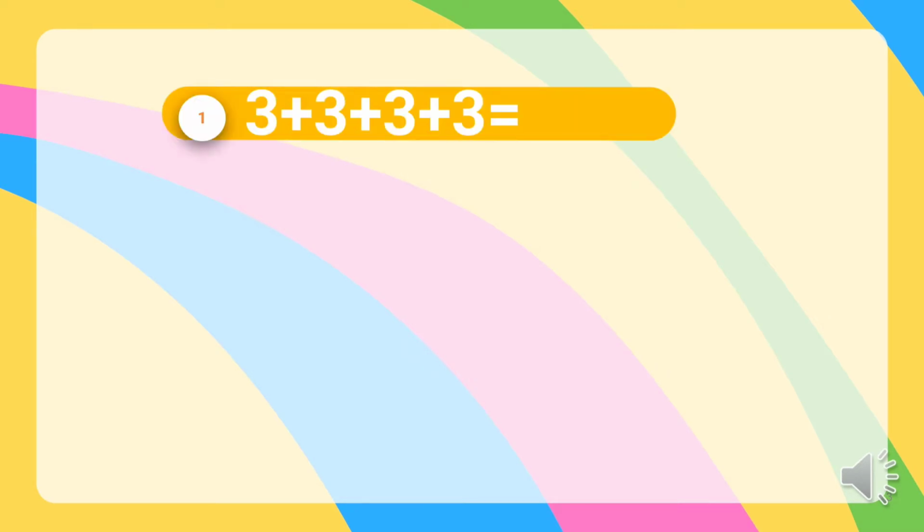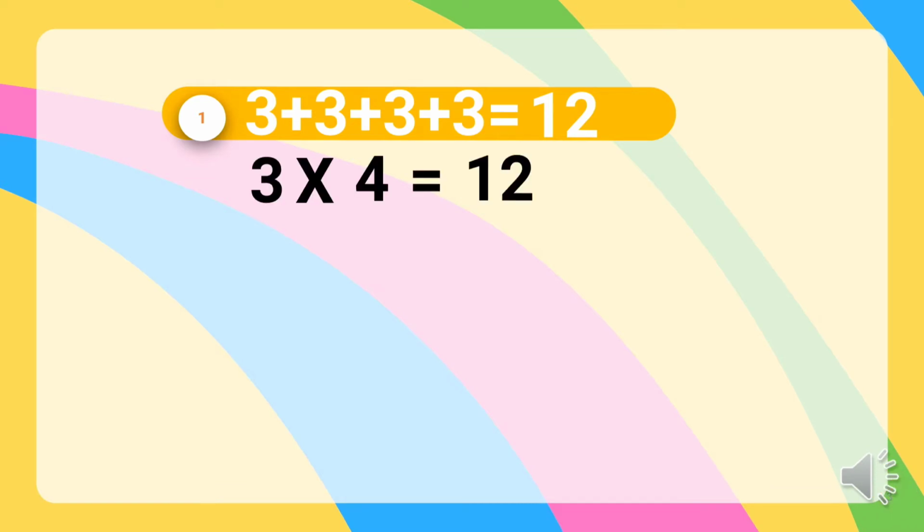Let's have an example. 3 plus 3 plus 3 plus 3 is equal to 12. In this equation, we use the operation addition. How about in multiplication form? We have 3 times 4 is equal to 12. As you can see, we got the same answer but we use a different operation. Okay?